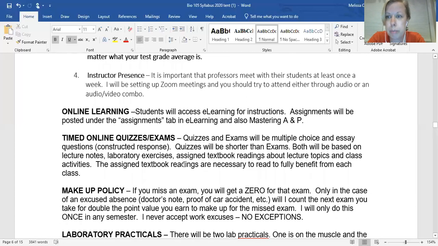Our online learning platform is Blackboard, and through Blackboard, you will be using Mastering A&P, through which your homework assignments will be assigned, and you are responsible for completing them for a grade.